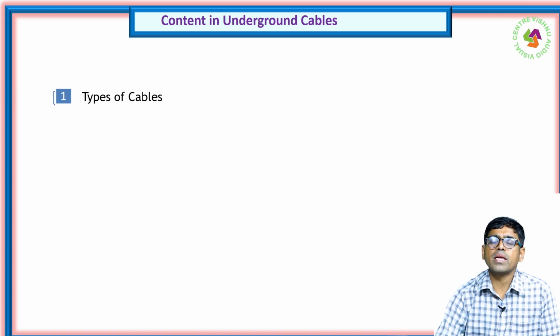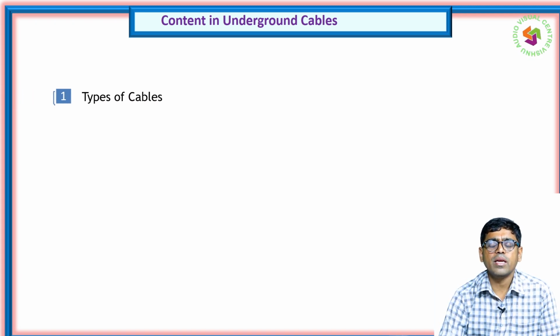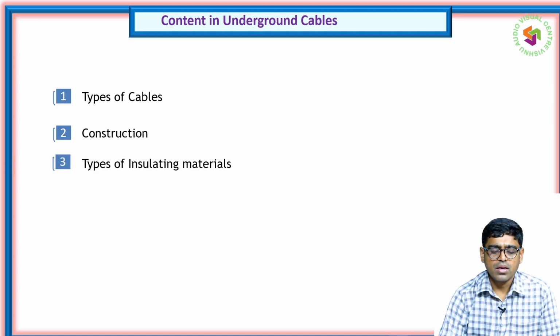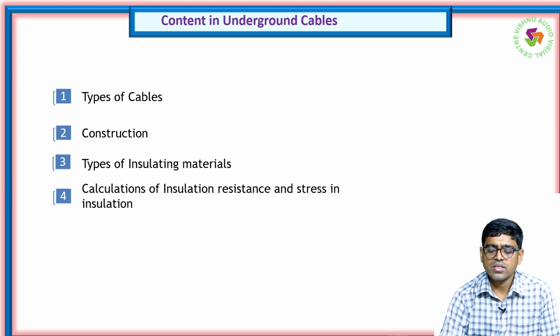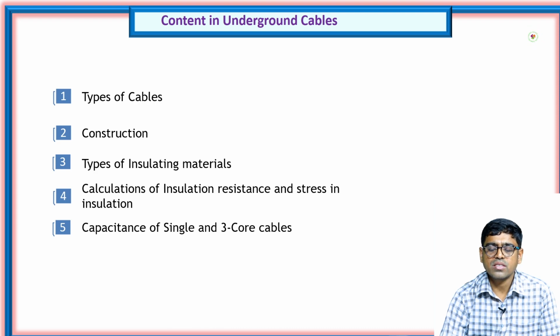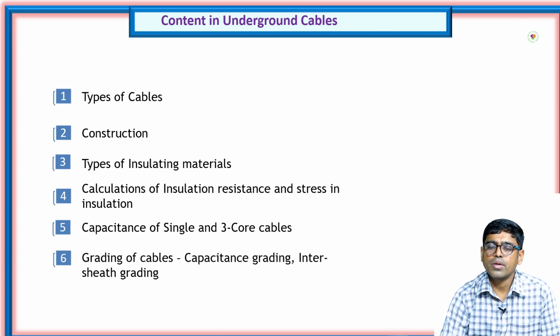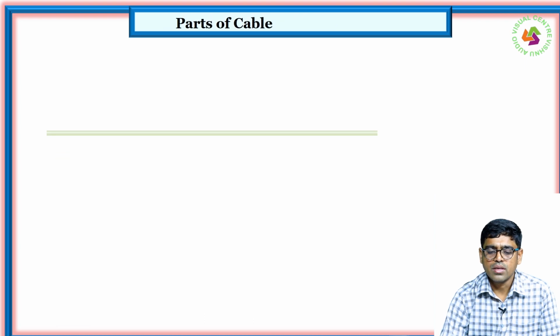In this particular content, I will explain the types of underground cables and their construction, types of insulating material, calculation of insulation resistance and stress in the insulators, and capacitance of single and three core cable. Also the grading of the cable, that is capacitance grading and intersheath grading, is one of the topics we can discuss in this content.